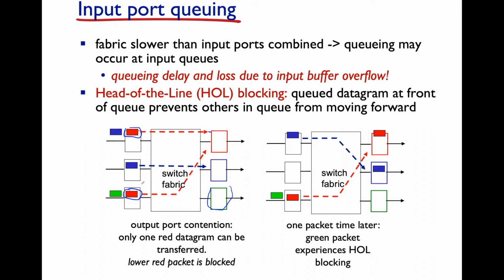And so once this upper red datagram gets to its output port destination through the switching fabric, you now unblock this green datagram, because this red one that was head of line before it is now able to go through the switching fabric, and this green is able to get scheduled for switching.